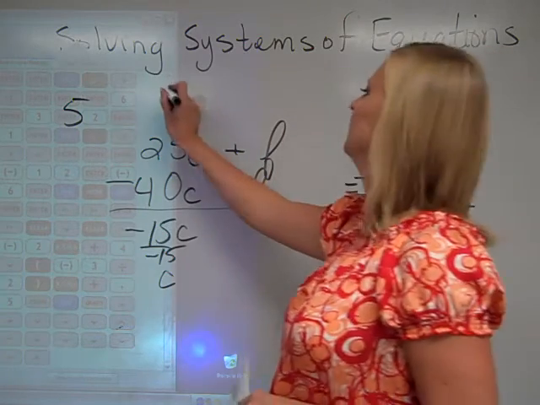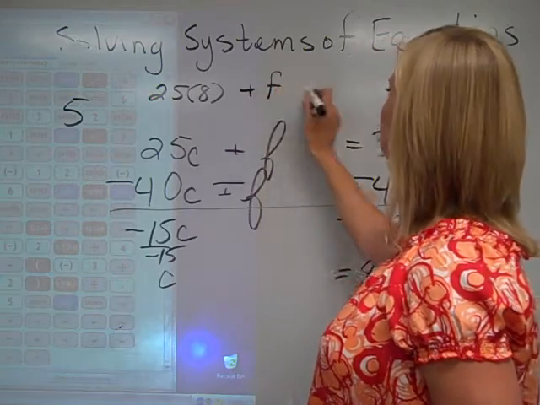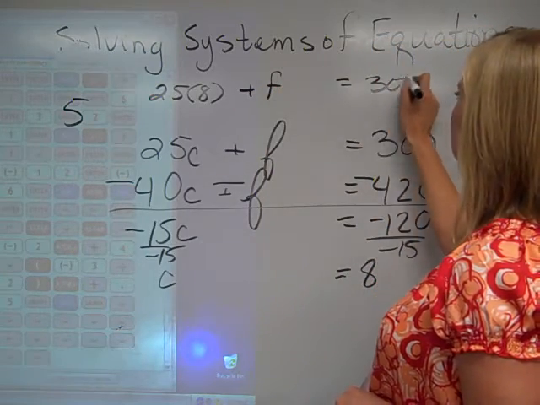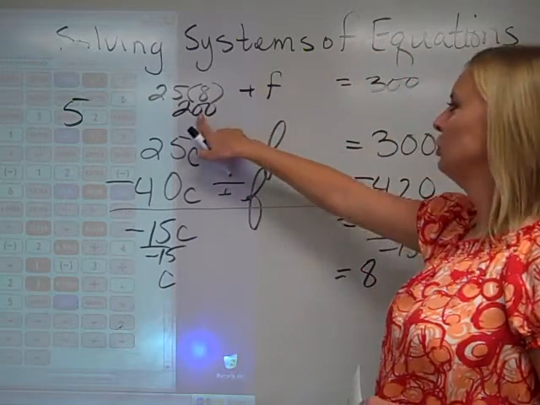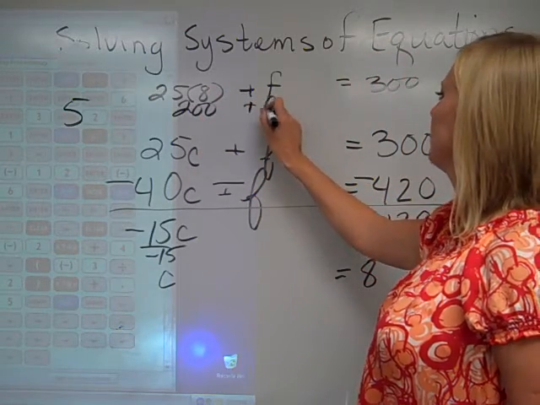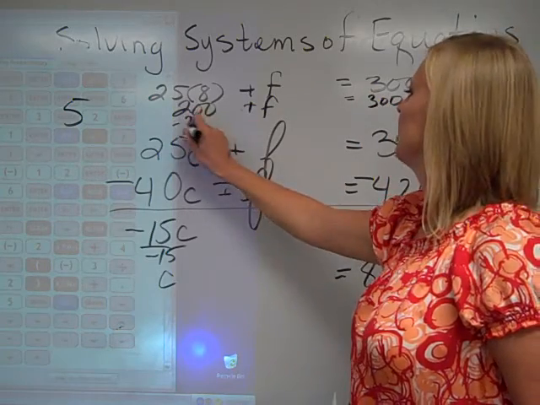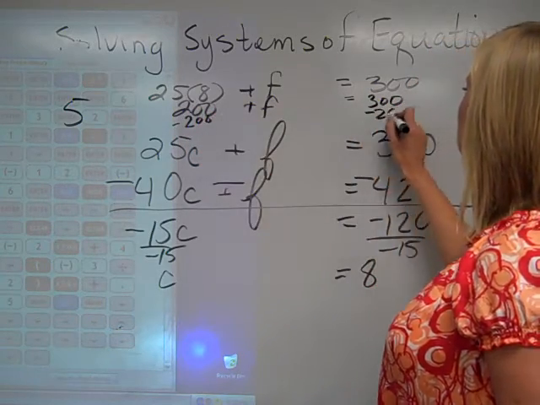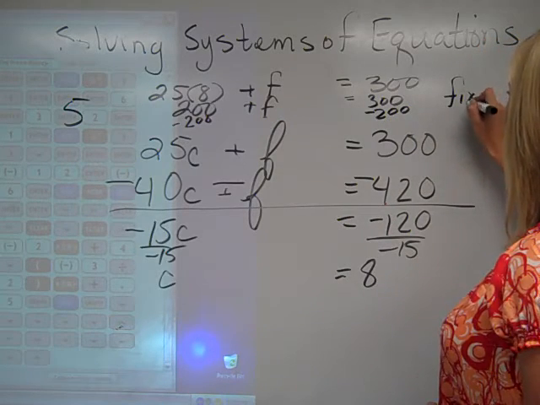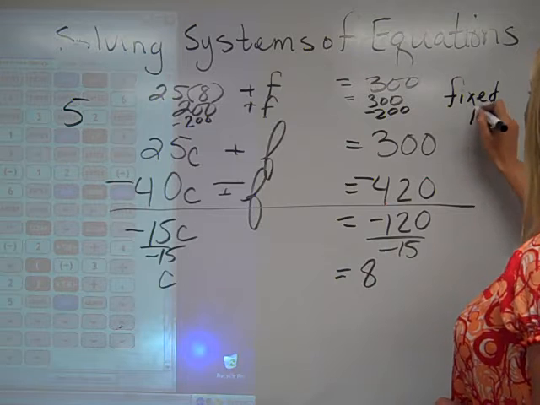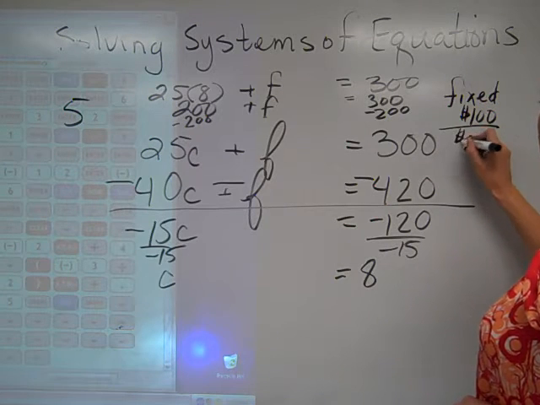So plugging this back in, 25 times $8 per person plus the fixed cost equals 300. If you have 8 quarters, you'd have $2. So 8 times 25 is 200. Subtract 200 from both sides. Your fixed cost is $100. And it's $8 per person.